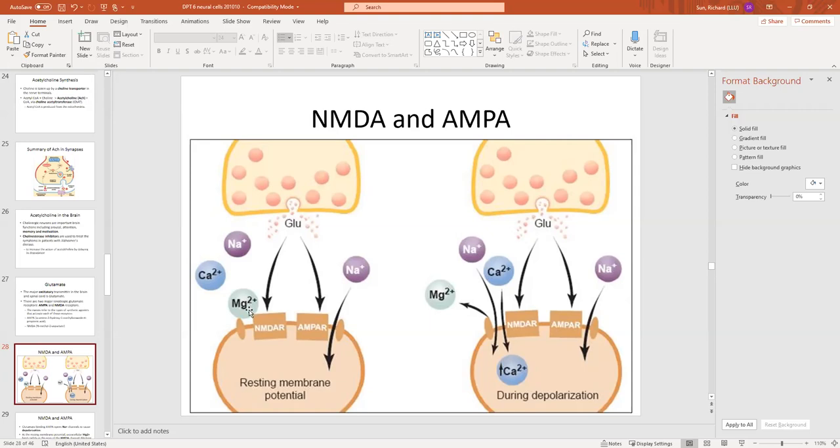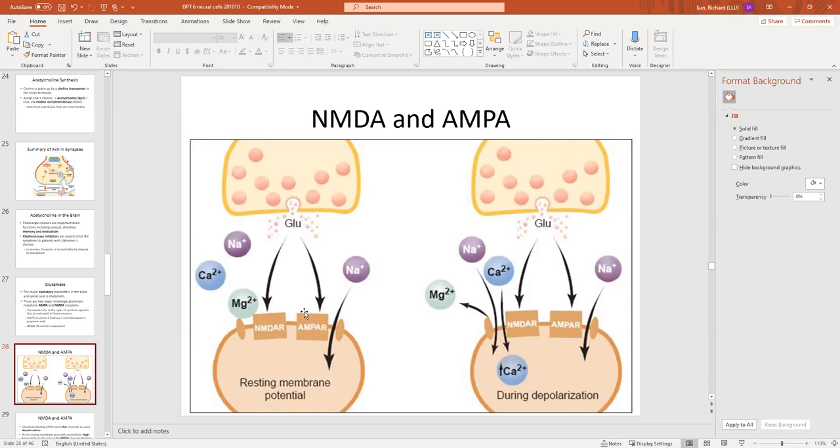And how can magnesium get removed? Magnesium gets removed by the voltage. If the membrane is a little bit positive, then magnesium will be expelled. And to make it really positive is the opening of the AMPA receptor.